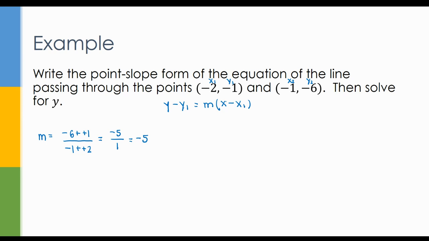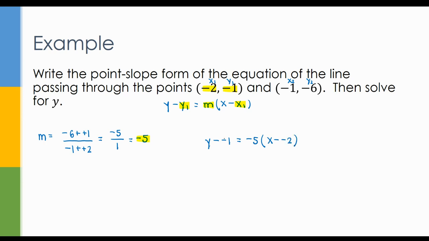Okay, the x term and the y term that don't have that little subscript number stay x and y. So I'm going to start plugging in numbers. That means we are going to have the numbers -5, -2, and -1 to plug into our three variables right there. So we have y minus, my y1 is -1, equals my slope, which is -5, times the quantity of x minus, and then x1 is -2.